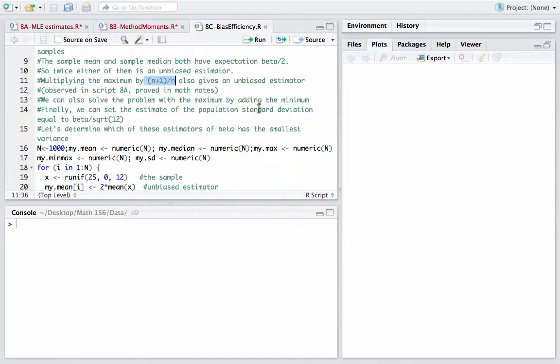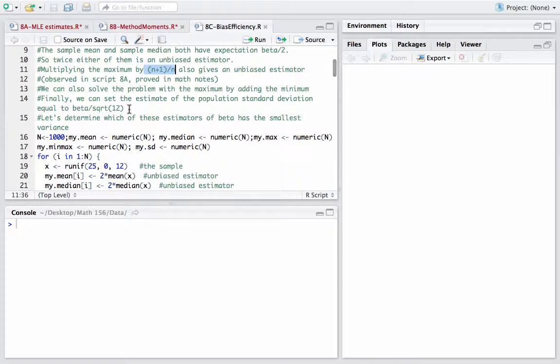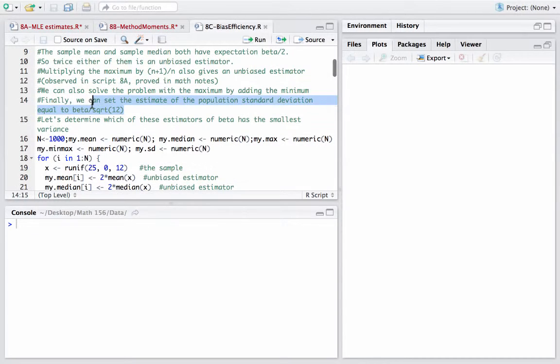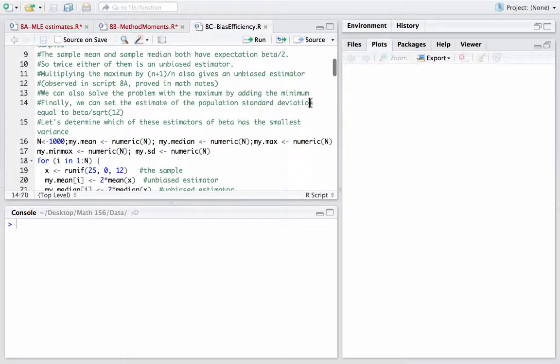You can also add the minimum to the maximum, and that will also unbias it, which kind of makes sense, right? As near as you get to the lower end would be about how far you'd expect to be from the upper end with your max estimate. And then also we can do what's basically a method of moments by using the standard deviation. So this uses the first and second moments, essentially, to estimate beta over square root 12.